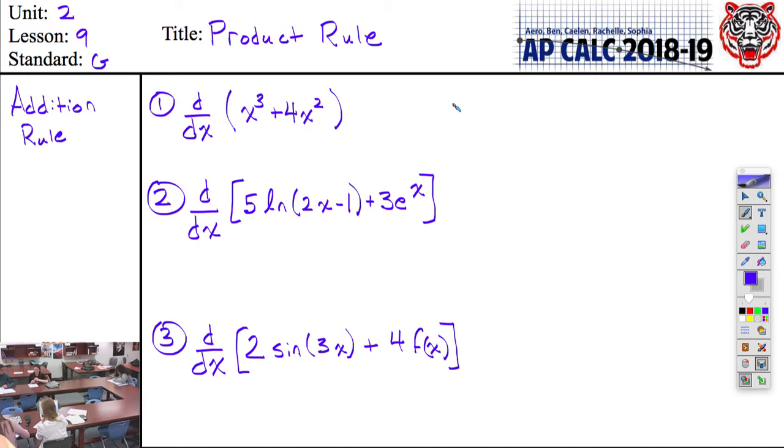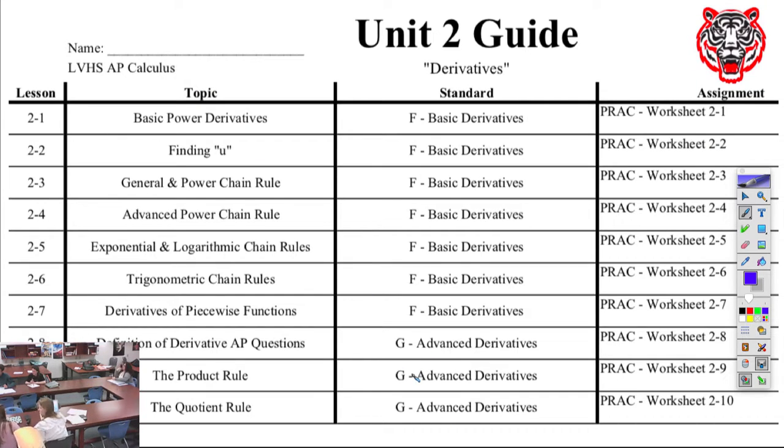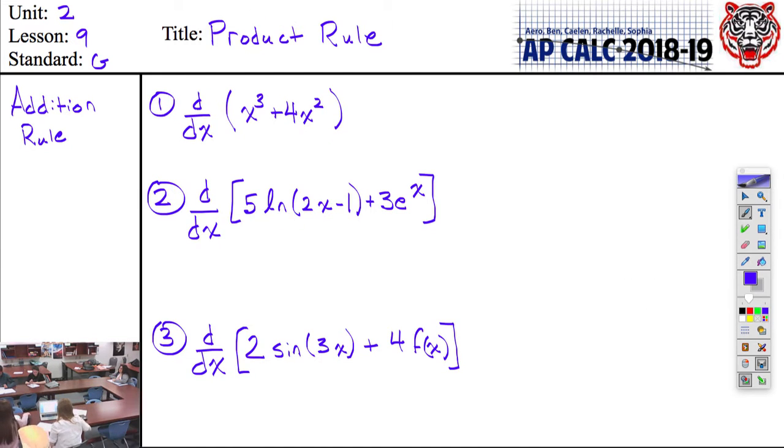This is AP Calculus Lesson 2-9. We're talking about the product rule. We are still on advanced derivatives. We're almost done with this unit. We're about to go to Yosemite also.